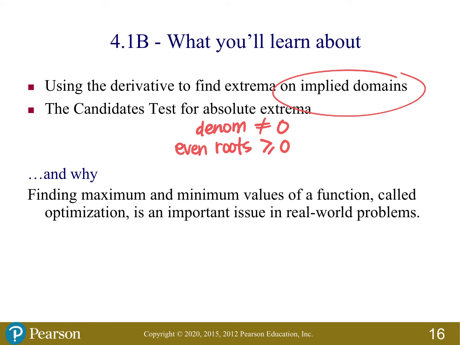So an implied domain is something we expect everybody to know. At this point, you're a calculus student. You've come this far in math. We expect that you know that denominators can't be 0. That's implied domain. And we expect you know that even roots have to be greater than or equal to 0.